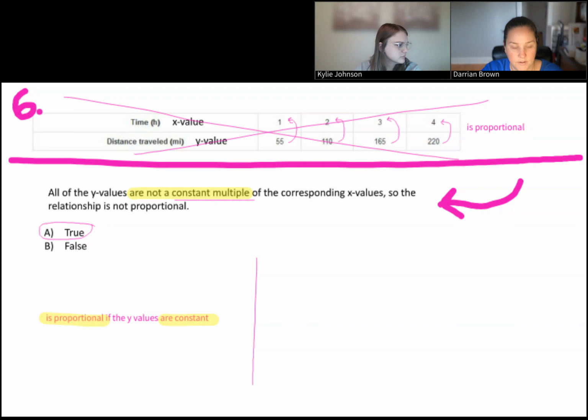The other one is not proportional if the y values are not constant. Okay, so is not proportional if they are not constant. So is if they is, not if they not. That's the only thing you need to know for that question. Make sure you copy down what I just typed out. That will help you answer number 6 since it's a little weird.